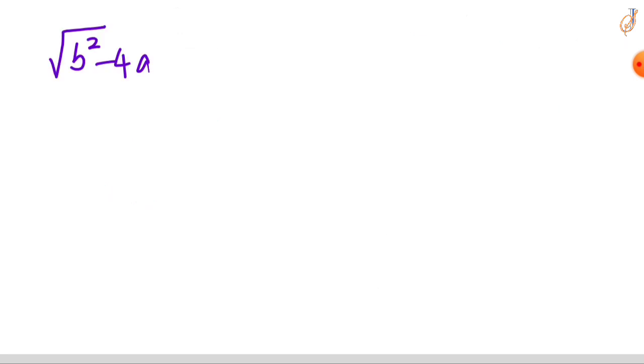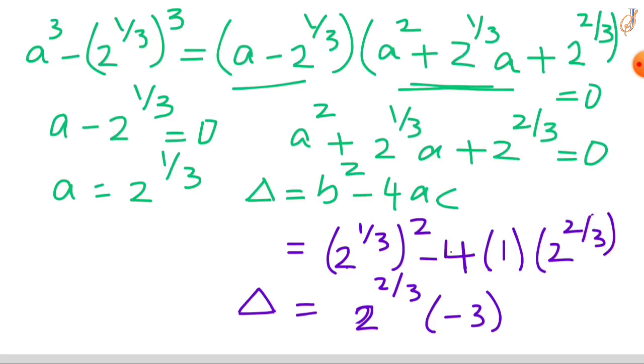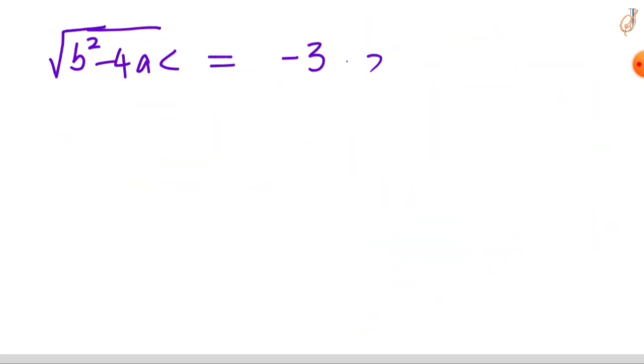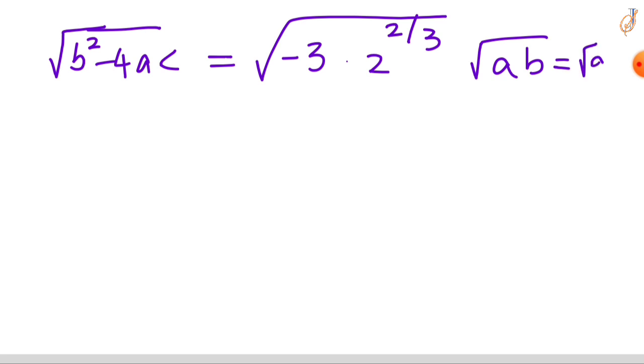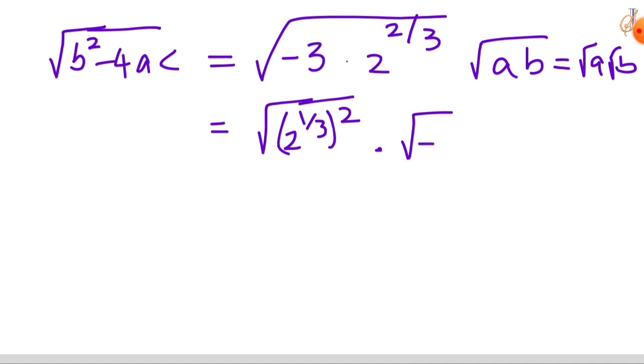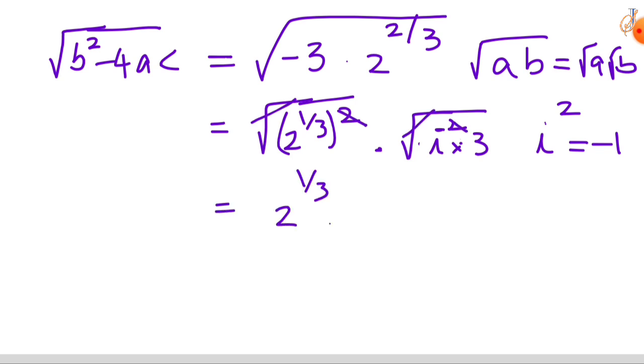This is our discriminant. If you take the square root, we have square root of 2 power minus 3 times 2 power 2 by 3. It is in the form of square root of ab, so we can write this as square root of a times square root of b. So we can write this as square root of 2 power 1 by 3 whole power 2 times square root of minus 3. We can write minus 3 as minus 1 times 3, and we know that i square is minus 1. So instead of minus 1, we write i power 2. After cancelling, we get 2 power 1 by 3 times i root 3.